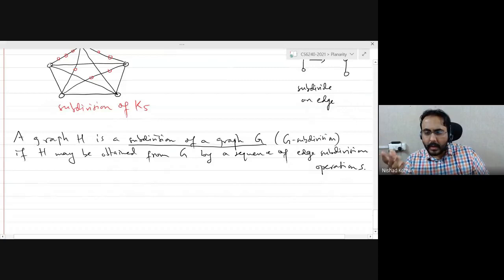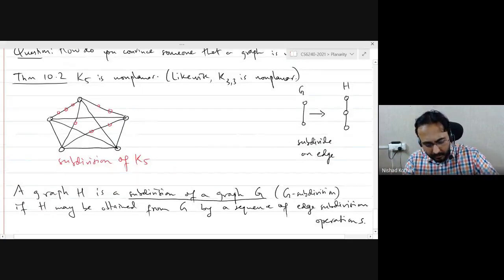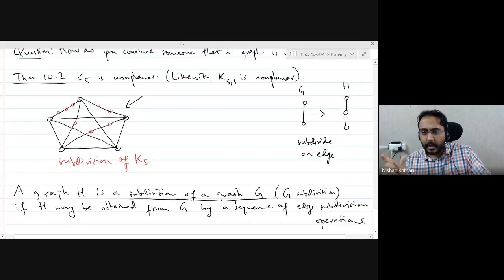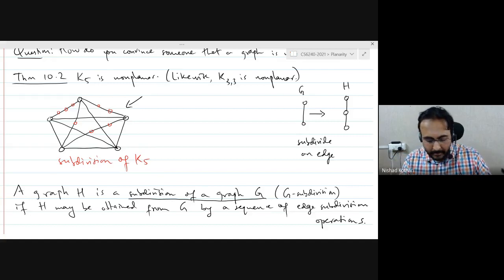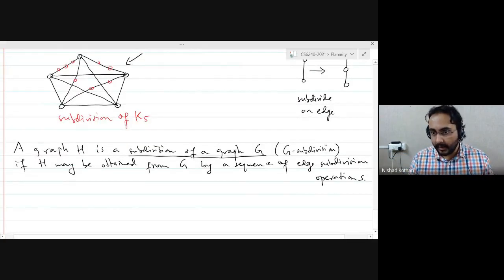An equivalent way to think about it is for all edges of the graph, if you look at this drawing, then it becomes clear. For every edge of the graph, you can replace that edge by a path of length at least one, right? So at least one edge. So you can keep it as it is, or you can replace it by a path of greater length, two or more, right? And those definitions are equivalent.